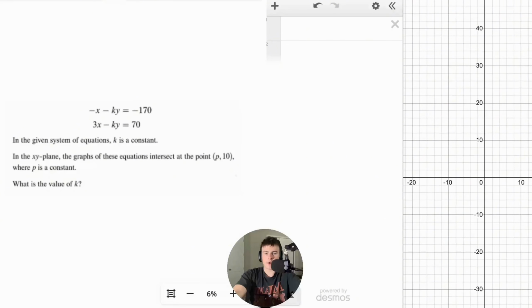College Board added this in the August batch, so it's definitely a question that could show up on the fall SATs. It says in the given system, k is a constant. In the xy plane, the graphs intersect at this point right here, where p is a constant. What's the value of k?